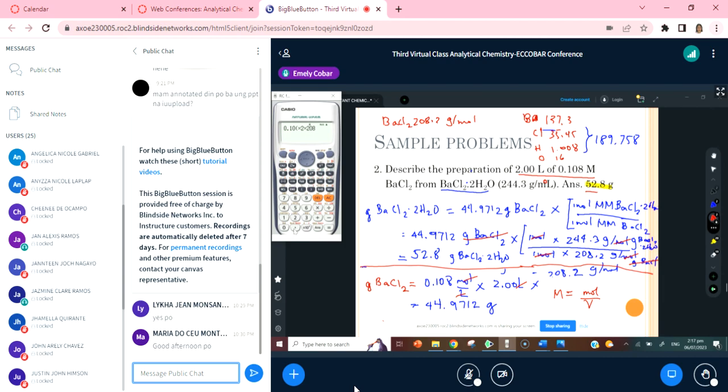Tignan yung makukuha. Kasi error. Ulit. 0.108. Molarity yun, di ba? Ay, ano ba? Okay.